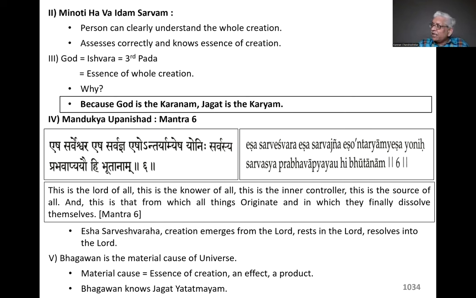Therefore, what do we say? Bhagwan is the material cause of the universe. He is the essence of creation. He knows the entire, he is the omniscient God. Means he is the one who is responsible for the emergence of the world. And the world consists of the individuals also.